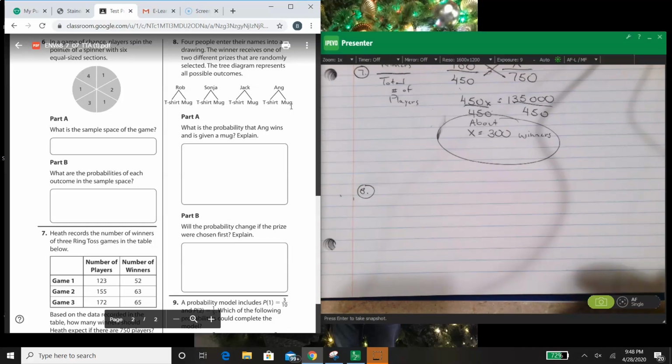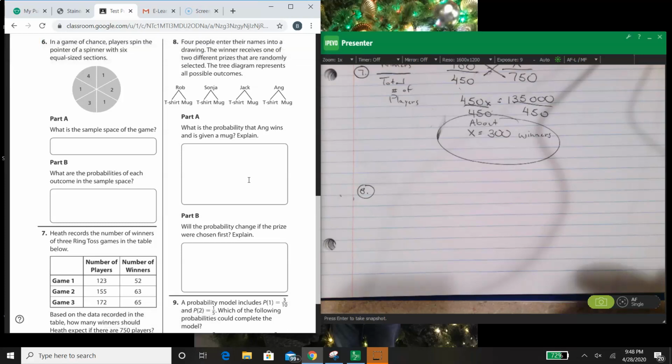So 4 people, they had a possibility of one of 2 prizes. So if Rob won, he could have got the t-shirt or the mug. Sonia won, t-shirt or the mug. And same for Jack and Angie. So part A, what is the probability that Angie wins and is given a mug?